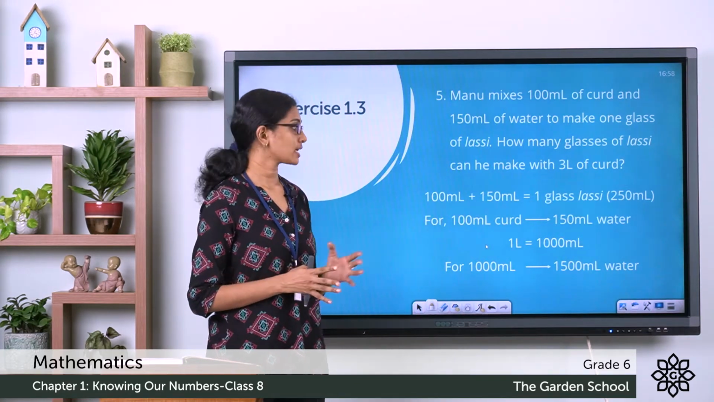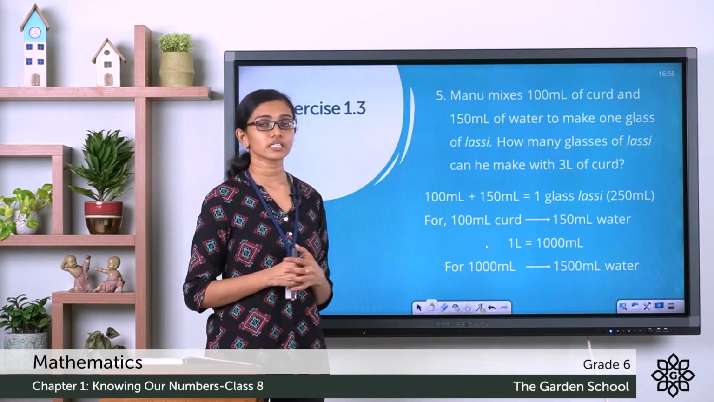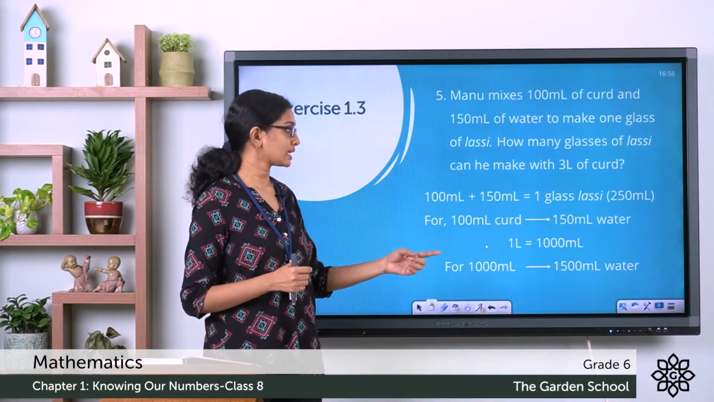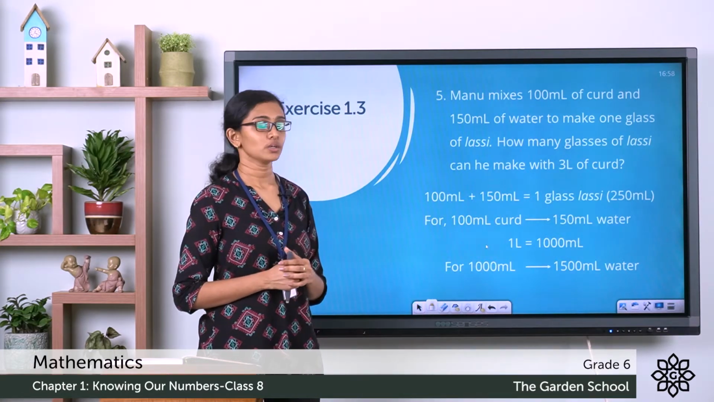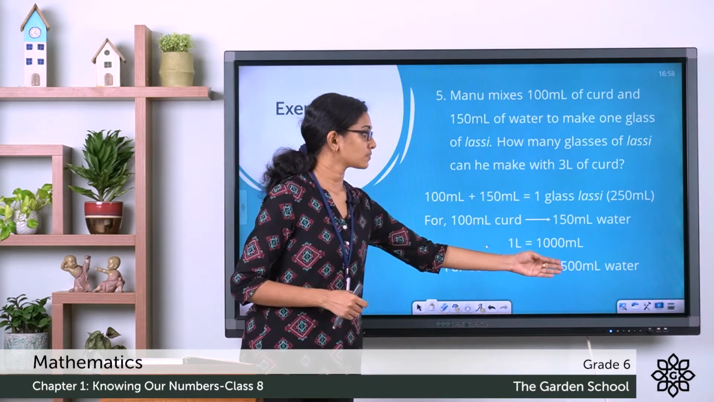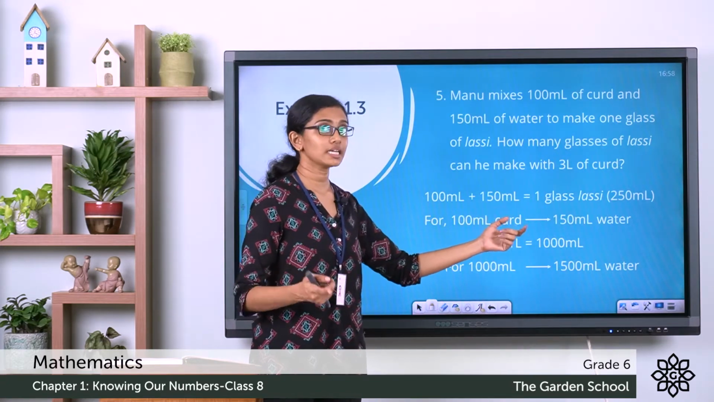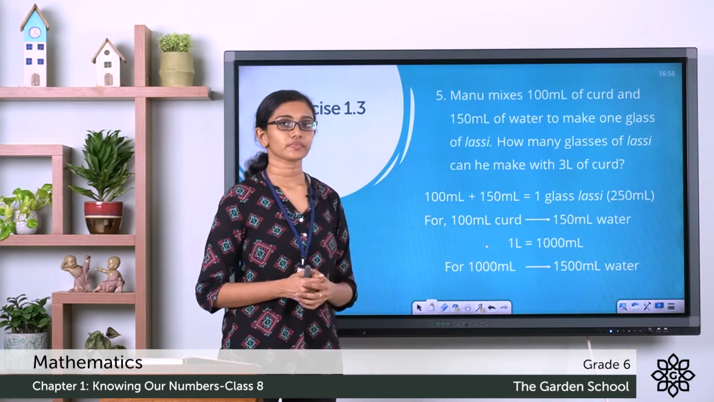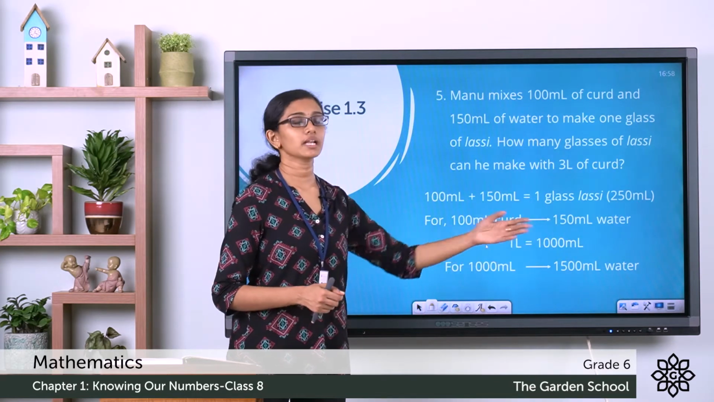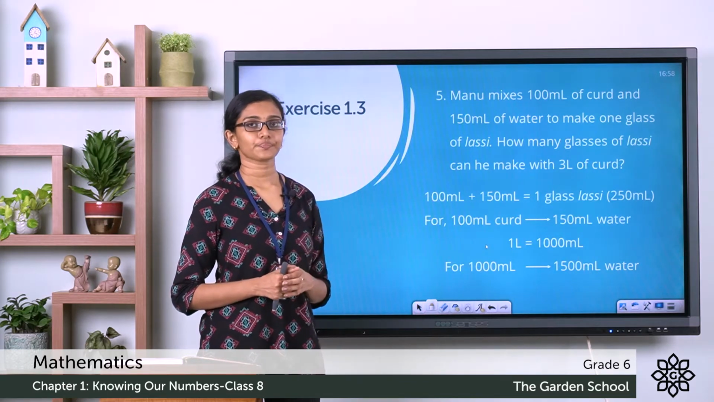If that is the case, how much water does he need if 1 liter of curd is used? See, 1 liter means 1000 milliliter. That is 10 times 100 milliliter. So for 1000 milliliter of curd, he needs 1500 milliliter of water. That is, for 10 times the curd, he needs 10 times the water, right? For 1000 milliliter, he needs 1500 milliliter of water. This is the case of 1 liter of curd.